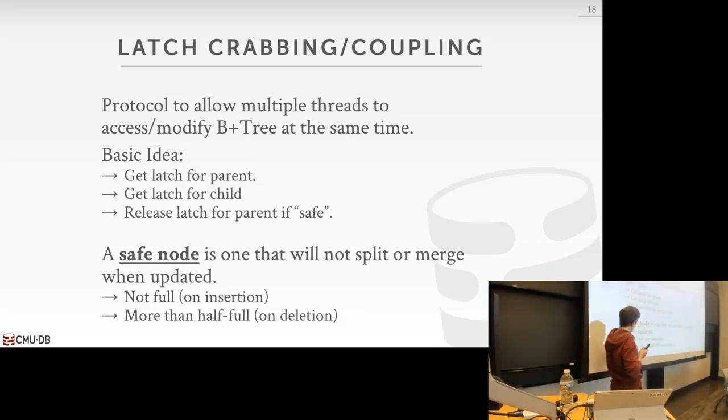Our definition of safe is one where, if we're doing a modification, the node we're sitting at will not have to do a split or merge no matter what happens below it in the tree. That means it's not completely full. If we're trying to do an insert, we have room to accommodate any key that may come up to us or any key that we're inserting. If we're doing a delete, we know the node is more than half full, meaning if we have to delete a key, we're not going to have to do a merge.